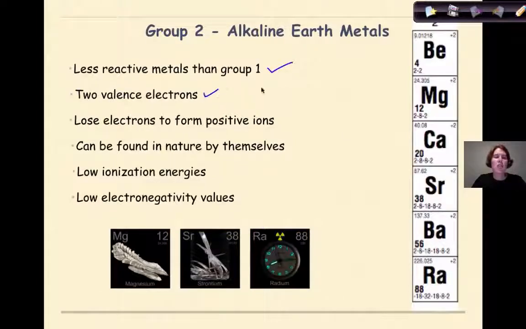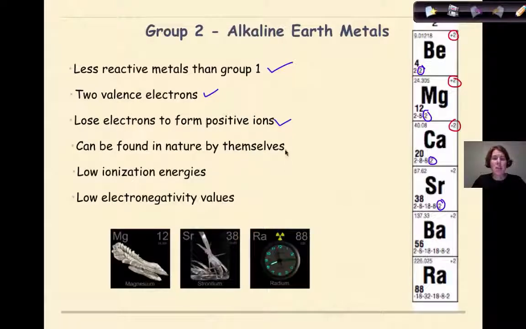They have 2 valence electrons, and again, if we look at the electron configuration, we can see that they end with the number 2 as we go down the group. They're going to lose electrons to form positive ions. All of these have positive ions affiliated with them, and they're going to lose those 2 valence electrons to have a +2 charge, which we see right here, and that holds the same through the entire group.